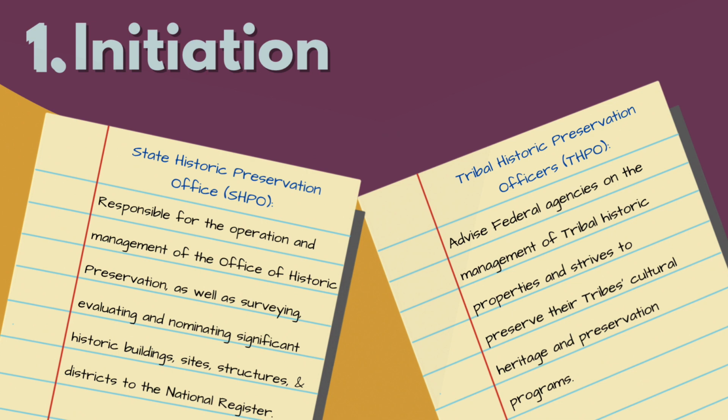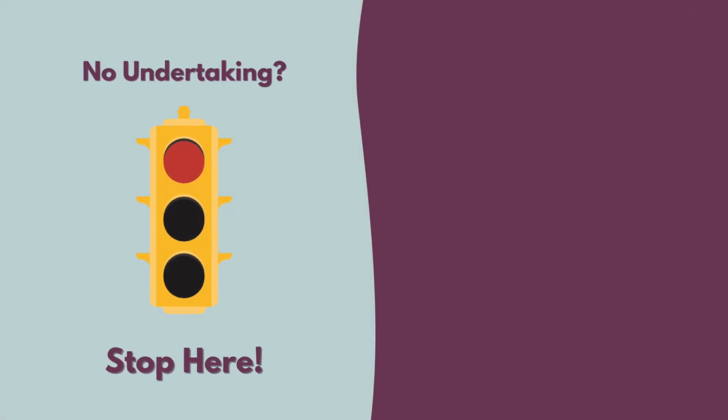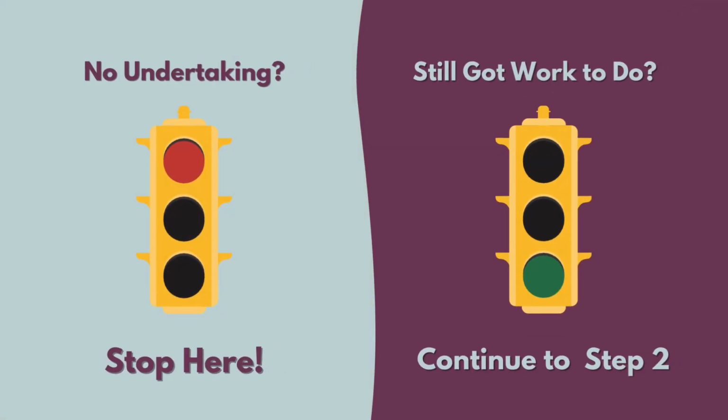This step is where you have to get your ducks in a row. Any consulting parties have to be notified, such as the TIPO, the SHPO, and the public. And thorough research has to be done on the property, structure, or building to prepare for the next step. No undertaking? You're done. If there is an undertaking, continue to step 2.